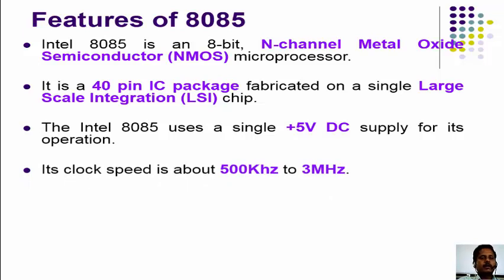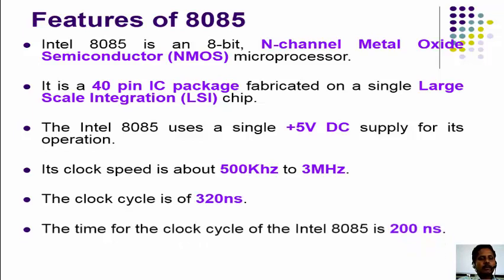As this is a digital microprocessor, all the operations are performed in coordination with the digital clock signal, and the clock frequency for this particular 8085 microprocessor is 500 kilohertz to a maximum of 3 megahertz. And the clock rate or the clock cycle is 320 nanoseconds, and the time for a clock cycle of Intel 8085 is approximately 200 nanoseconds.